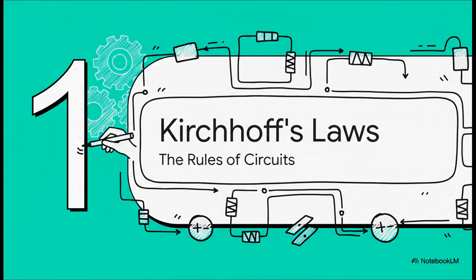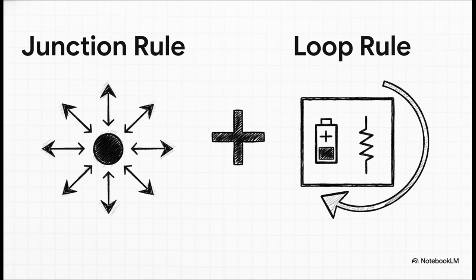And that toolkit, well, it comes to us from a 19th century physicist named Gustav Kirchhoff. He came up with a couple of foundational rules that just slice right through all that complexity and make analyzing circuits surprisingly simple. And what's so brilliant is that his entire system really just boils down to two rules. That's it. You've got the junction rule, which is all about current, and the loop rule, which handles voltage and energy. And with those two, you can solve almost anything.